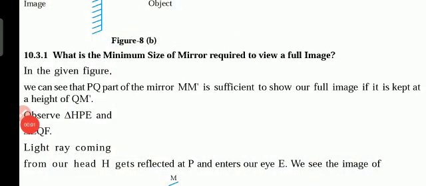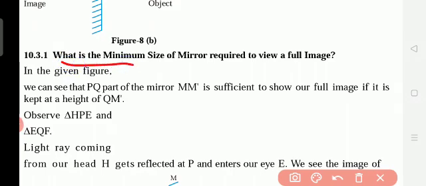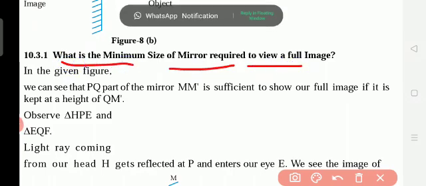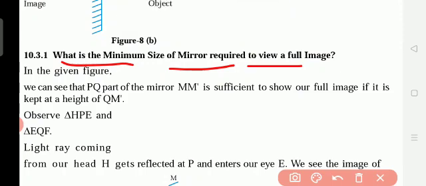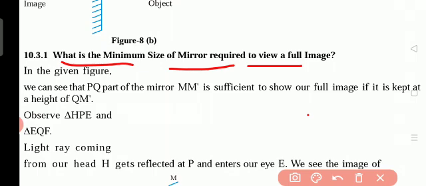Okay. Next we are going to see what is the minimum size of the mirror required to view the full image. To see our full image in the mirror, how much size of the mirror do we want? We want to see our image from top to down, from head to feet, in the glass. So which size of plane mirror do we need to see our full image?